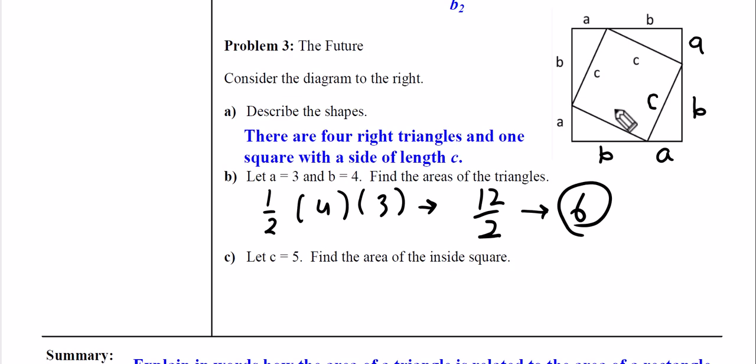How about this square? If one side is equal to 5, well, the area of the square is just the side times the side. That's 5 times 5, which is 25.